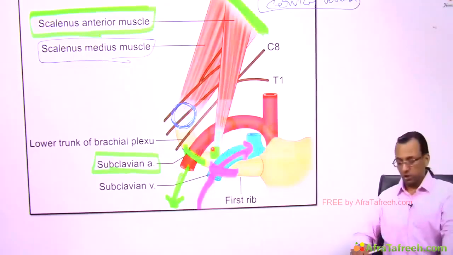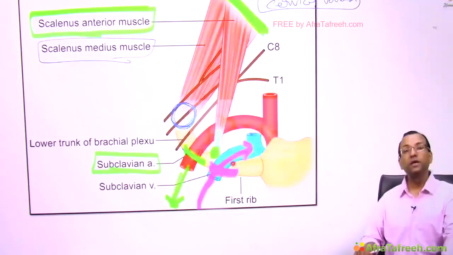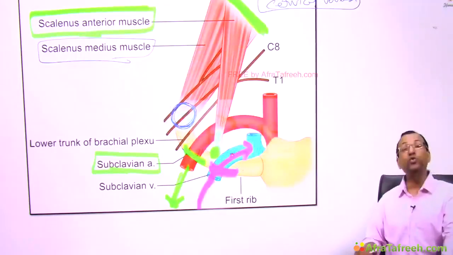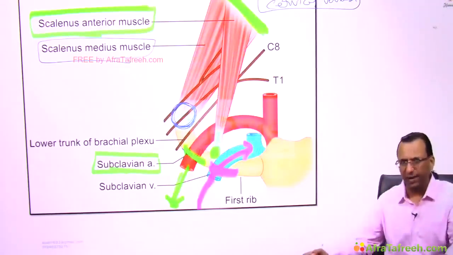Remember, the subclavian artery and subclavian vein are running on the superior surface of the first rib. There is a groove marking on the superior surface of the first rib for the passage of the subclavian vein and subclavian artery. Now, this is some orientation you needed to have.